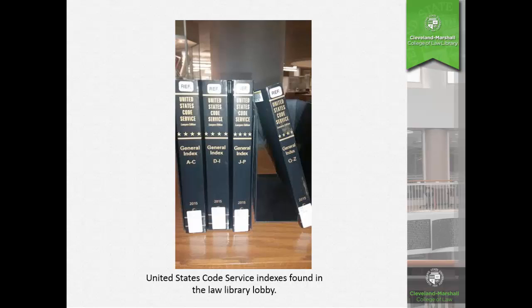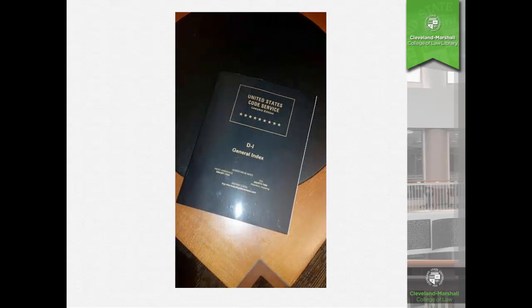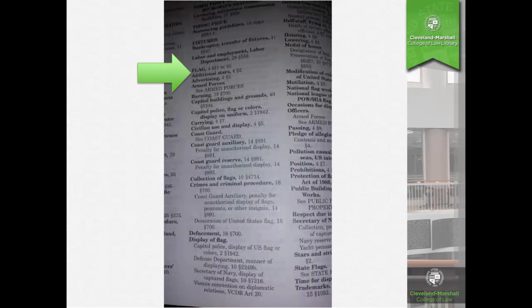These are the current indexes for the Lexis published United States Code Service, commonly referred to as the USCS. You can use the word flag to begin your search. Flag will be located in the index volume containing words beginning with the letters D through I. The entry for the word flag begins here. There are several subtopics that may relate to our issue: burning, crimes and criminal procedure, and defacement are 3. You probably noticed these entries all refer to a single section, Title 18 of the United States Code, Section 700.